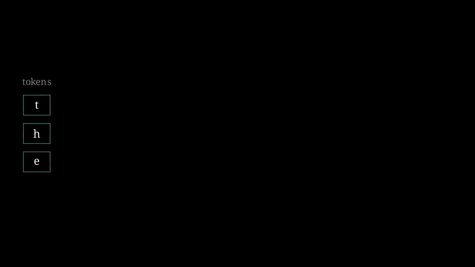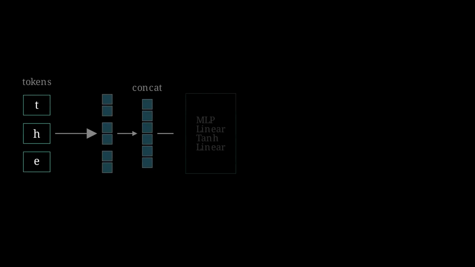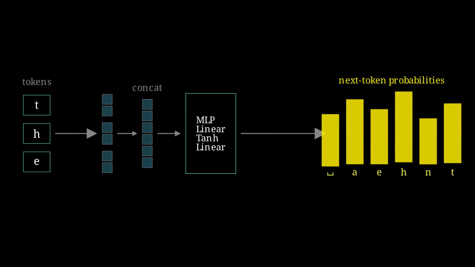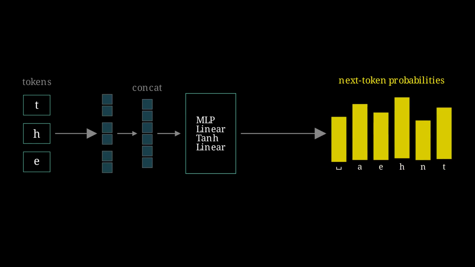Let us watch a single input flow all the way through. On the left, 3 tokens, the characters T, H, E. Each one is looked up in the embedding table and becomes a short vector. Those vectors are concatenated into one longer vector. That vector feeds the multi-layer perceptron, a linear, a tanh, and a linear, and out the far side come the logits, one number per token in the vocabulary. Softmax turns them into the bars you see on the right, a real probability for every possible next token.